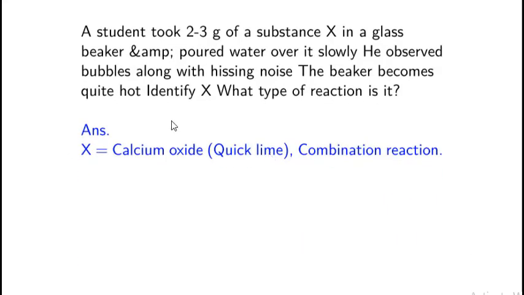So here X is nothing but calcium oxide, quicklime, and the reaction is a combination reaction. So when calcium oxide quicklime is added to the water, what happens? Bubbles are going to form and a hissing sound is formed. So this X is nothing but calcium oxide, and this type of reaction is nothing but what? Combination reaction.